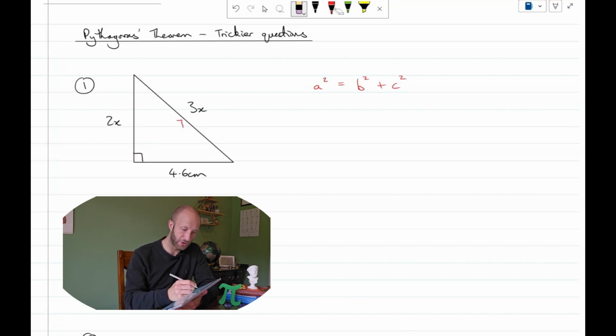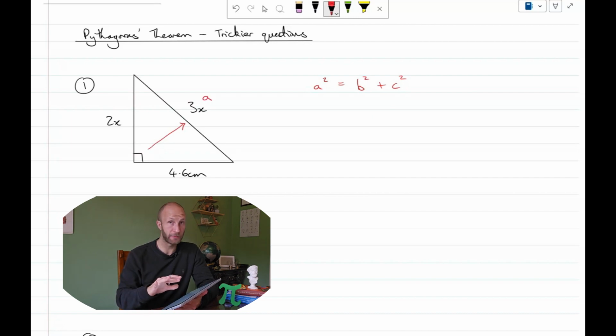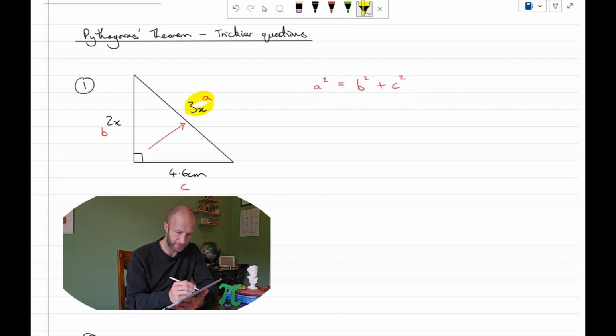My recommendation is to label the triangle first. So opposite the right angle, we always label A. Might be slightly different if you've been taught differently, that's fine. Just stick with the formula that you've been taught and use it in the same way. B and C don't matter, so here's B and here's C. And then I can substitute into my Pythagorean formula. So nice and easy now. A is here, A is 3x.